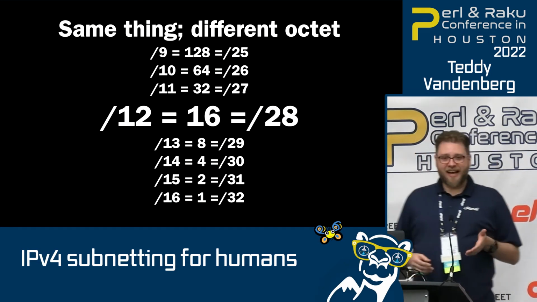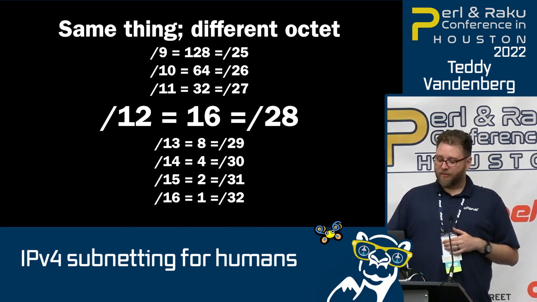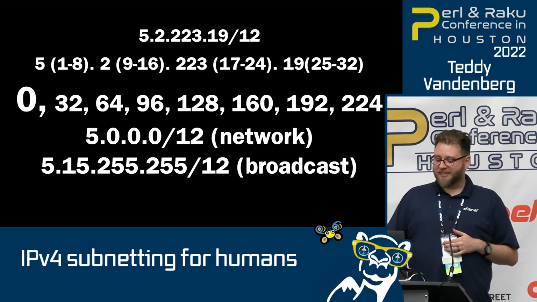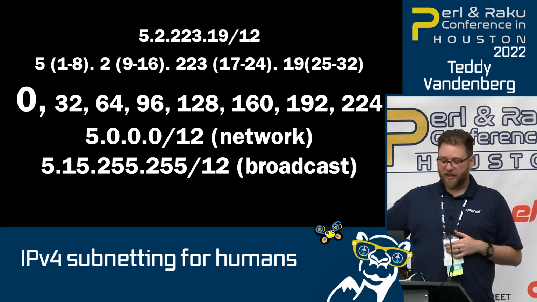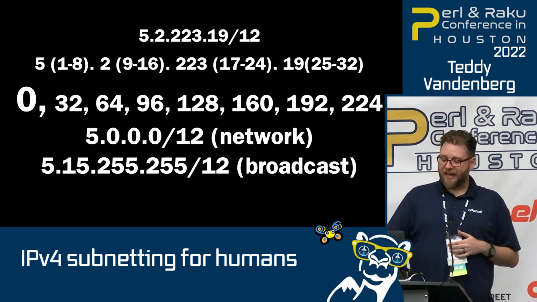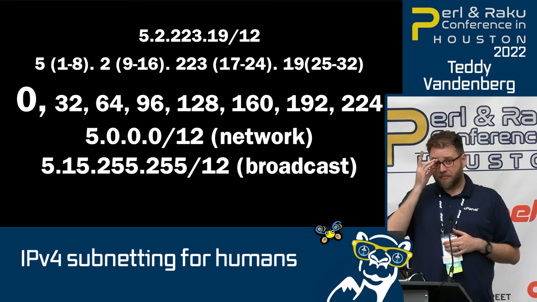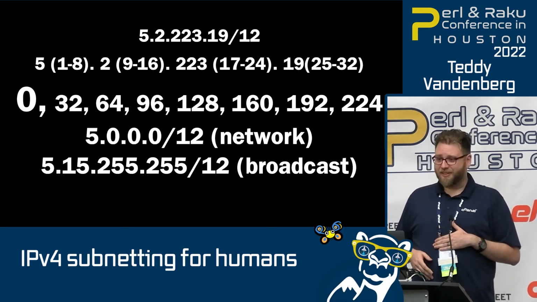We're just going to do the exact same thing we did for the last octet for the second octet. Because a /12 operates exactly the same as a /28 would. And I know that I can calculate a /28. So what we'll do here is we'll say 5.2.223.19/12.